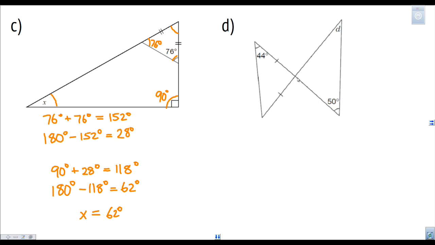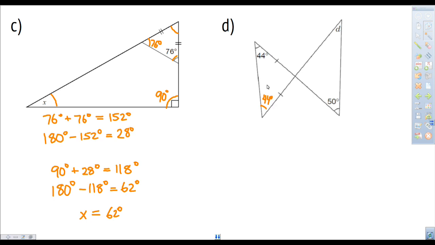So again, let's look at this one here. I'm looking for angle D here, and I'm not just going to be able to find that with one calculation. I'm going to have to do a few things before I do that. So I'm going to look over here. I again notice an isosceles triangle. So again, if these two sides are equal, so that angle is 44 degrees, then this angle here is 44 degrees as well.